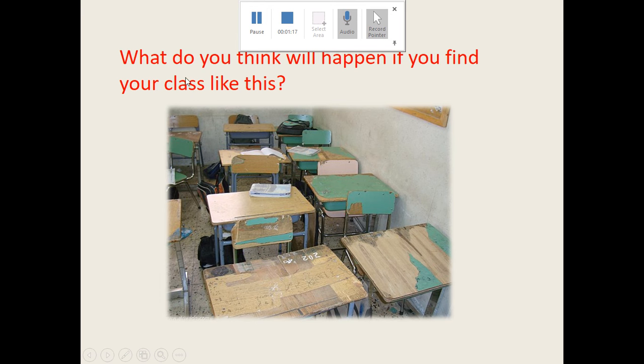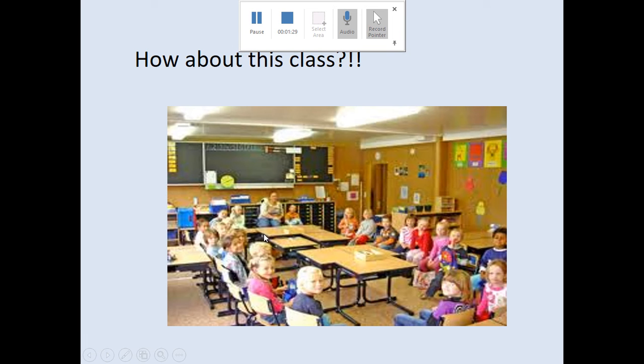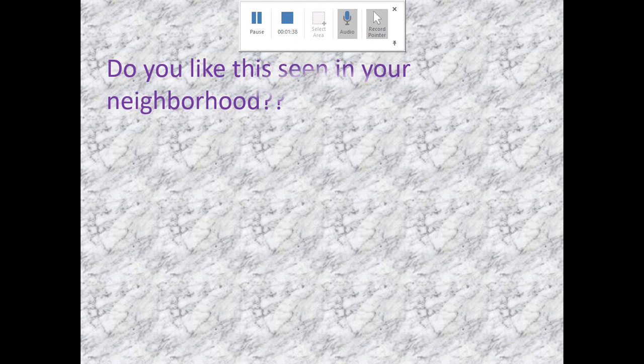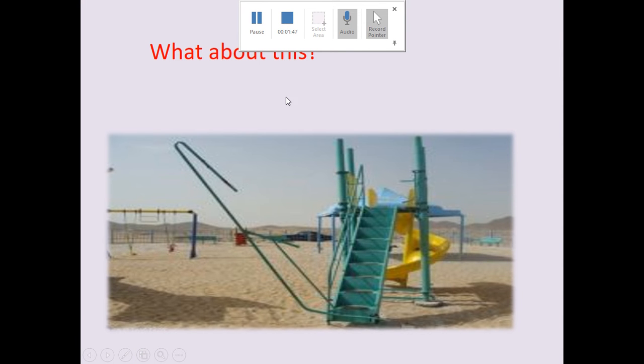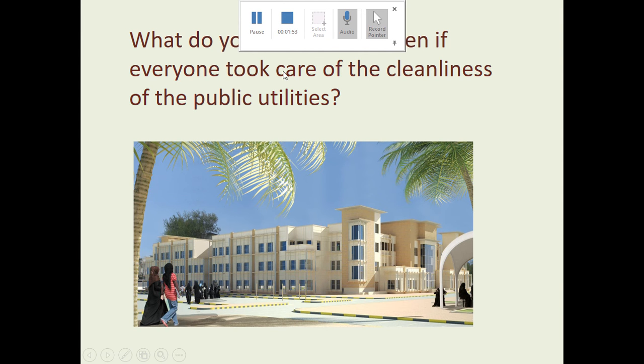And now look at this picture. What might happen if one day you came to school and you found your class like this? Does it affect you? What about this class? How do people feel inside this class? Do you like this scene in your neighborhood? What about this behavior? And what about this here? Look what happened. What do you think will happen if everyone took care of the cleanliness of the public utilities?